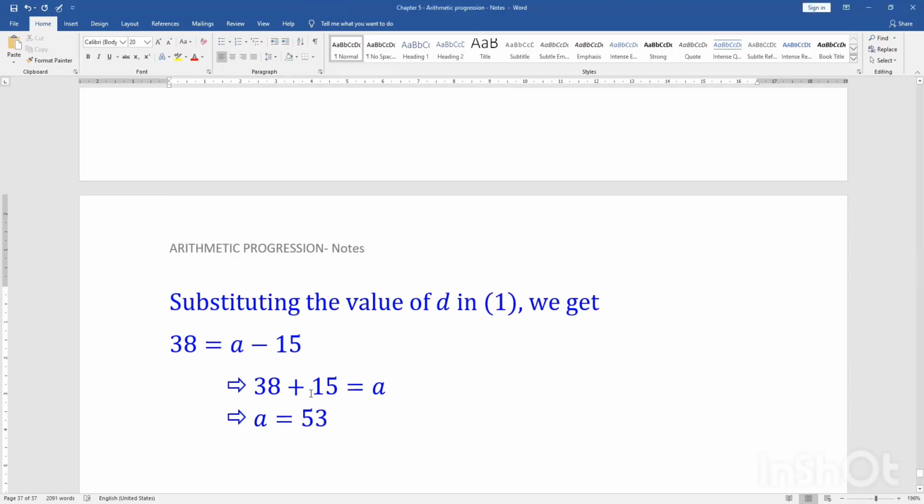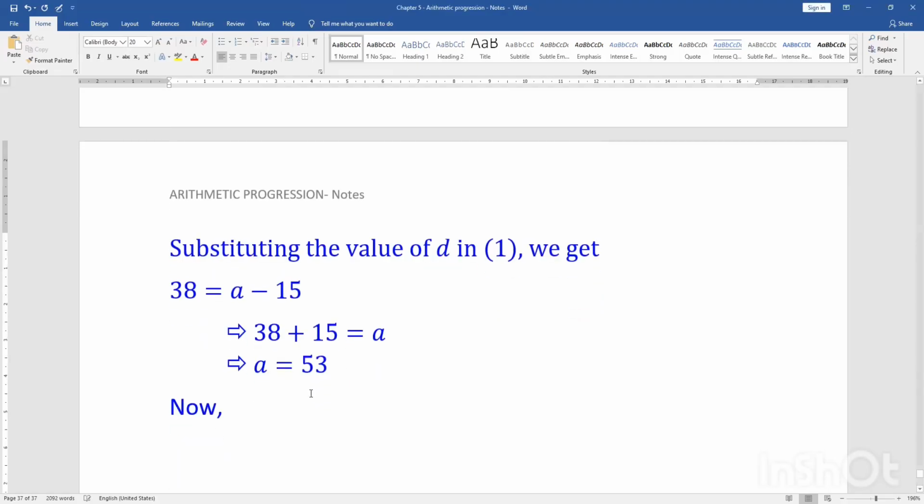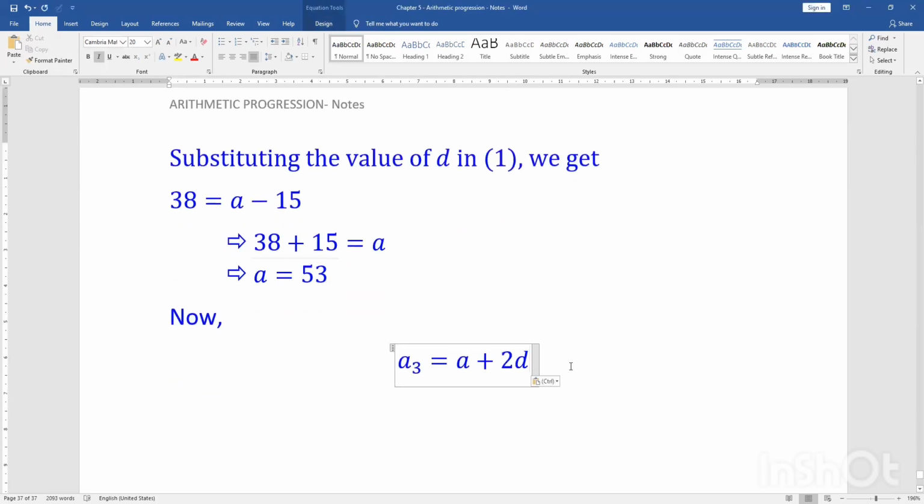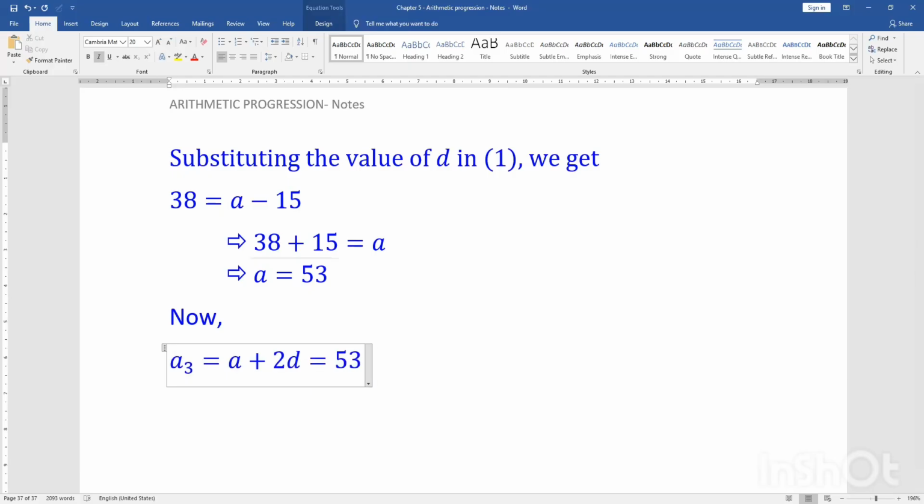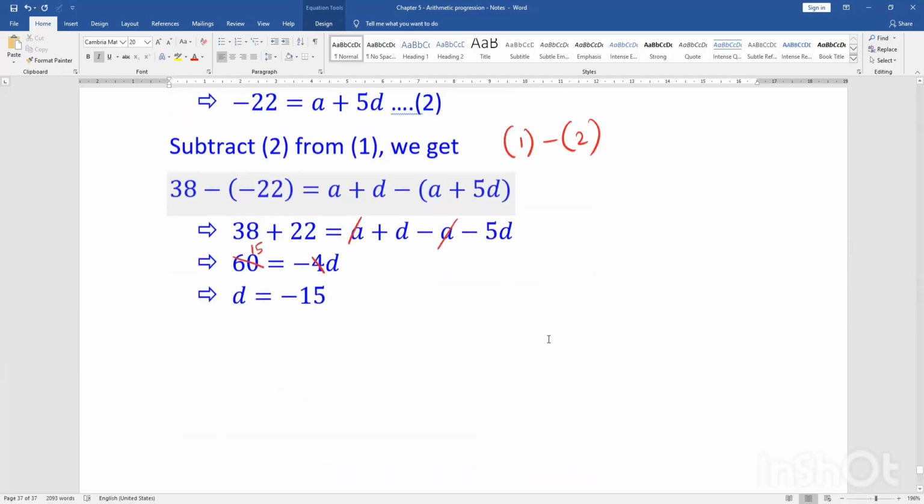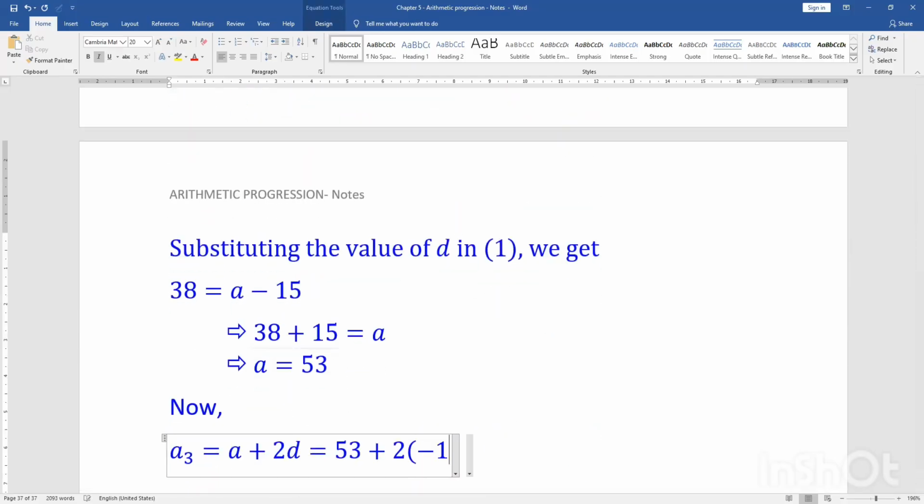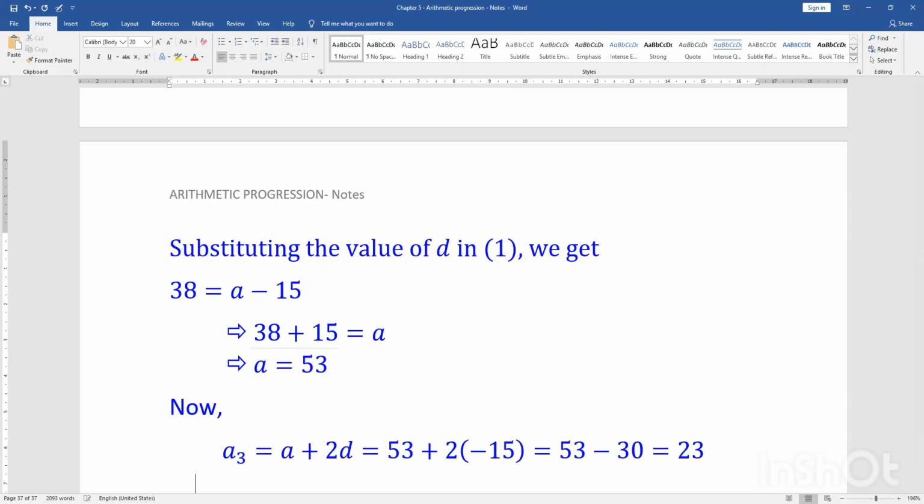Now we are going to find the remaining terms. First of all, we need to find A3. So let us write that. What is A3 equal to? A3 is equal to A plus 2D. A is already 53 plus 2 into, what is the D value? D value is minus 15, right? So it is equal to 53 minus 30, which is nothing but 23, right?